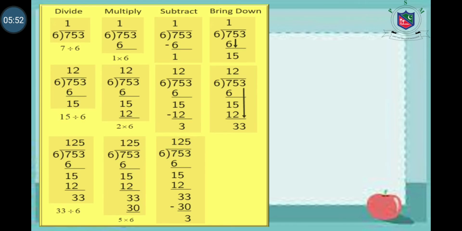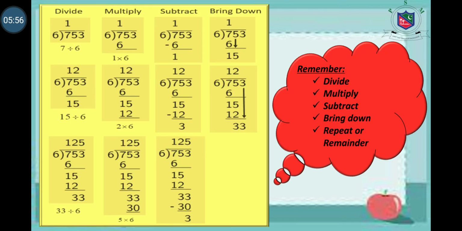My dear students, you can see the example here of how we can do long division step by step. According to the first step, here the dividend is 753 and the divisor is 6. So in the first step we have to divide, so we have to choose the highest place value of the dividend, that is 7. Which means we have to divide 7 by 6.